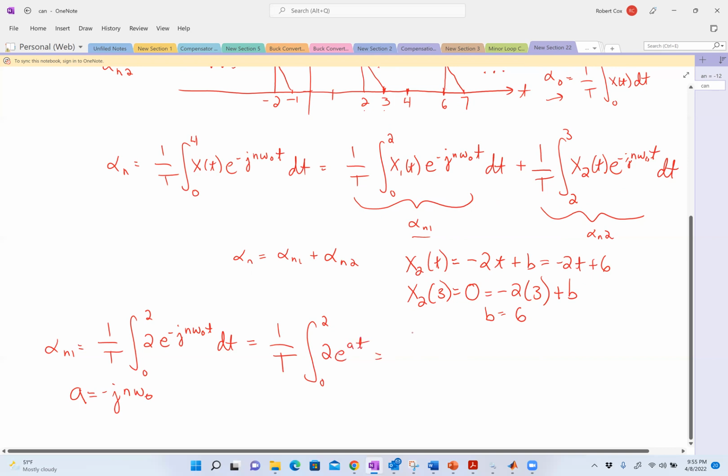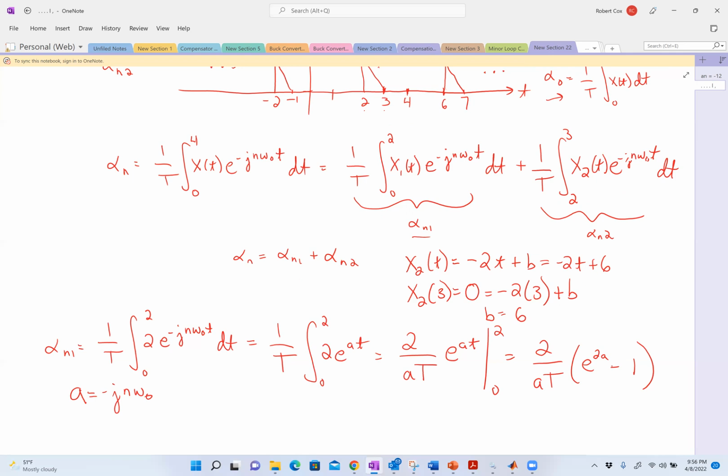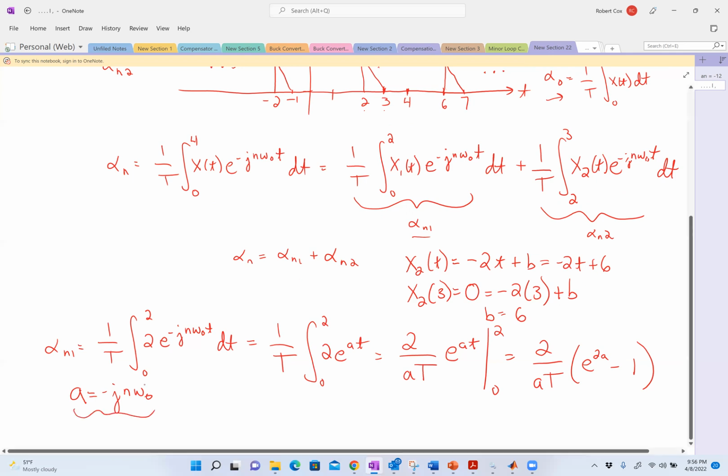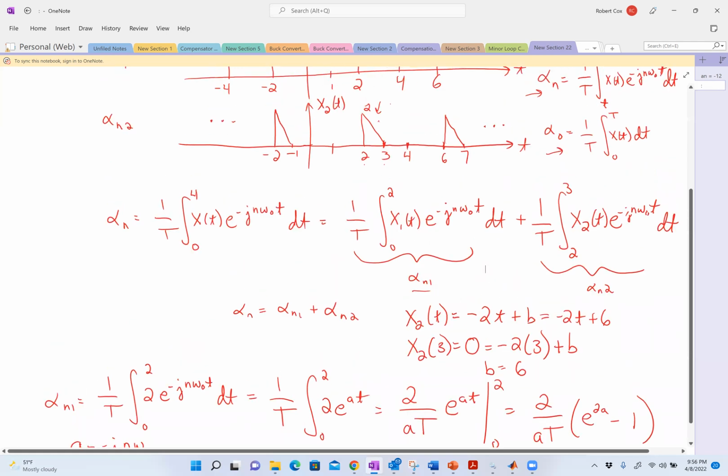So if I carry this integral through, it's 2 over aT times e to the a t evaluated from 0 to 2. So that becomes 2 over aT times e to the 2a minus 1. All right, so with that, we have our first result. By making this substitution here, we make everything very clean. Then I have to do this integral to figure out alpha n2. Well, that's the integral from 2 to 3 of x2 of t.